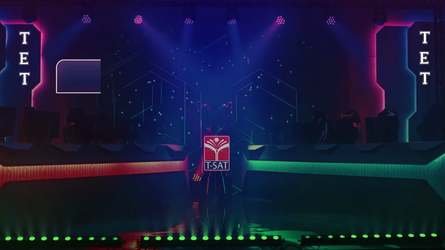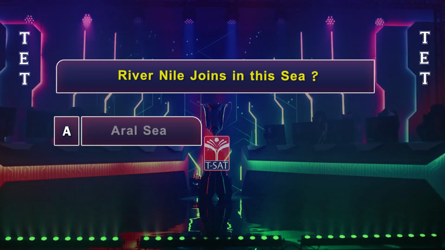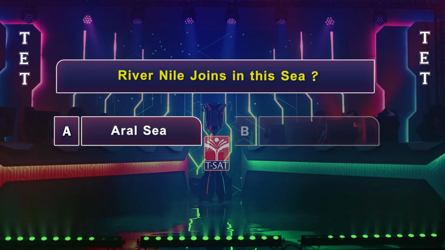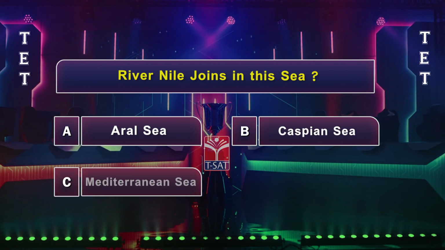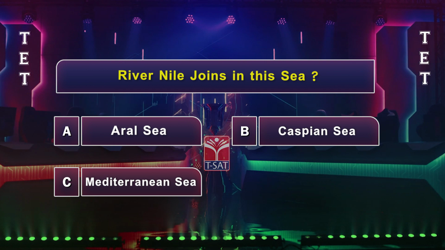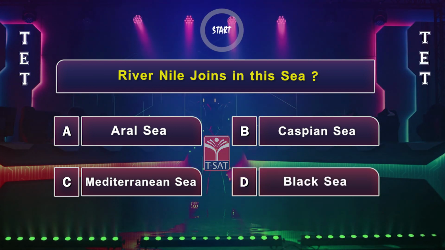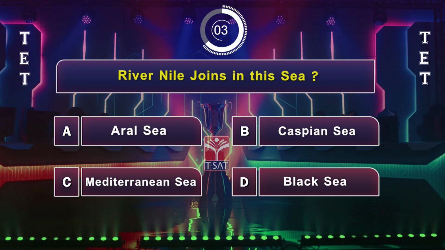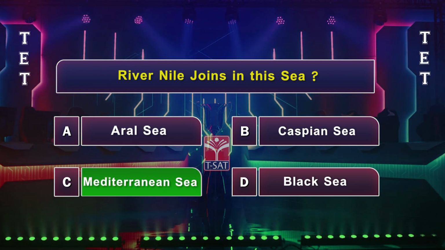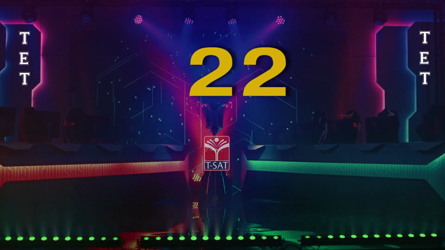21st question. River Nile joins in the sea. Option A, Aral Sea. Option B, Caspian Sea. Option C, Mediterranean Sea. Option D, Black Sea. Your time starts now. The correct answer is option C, Mediterranean Sea.